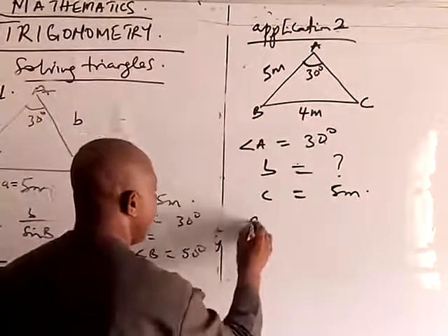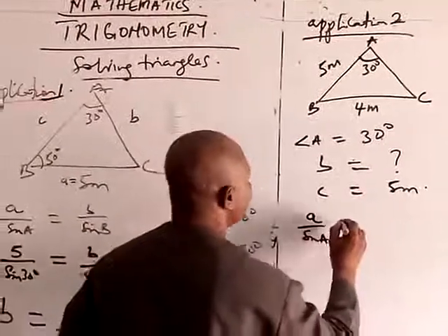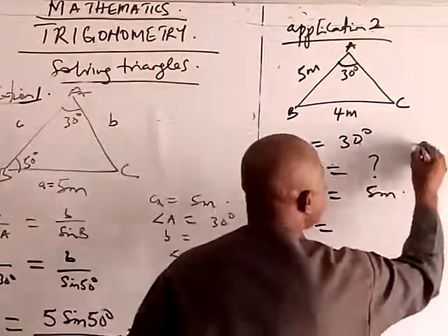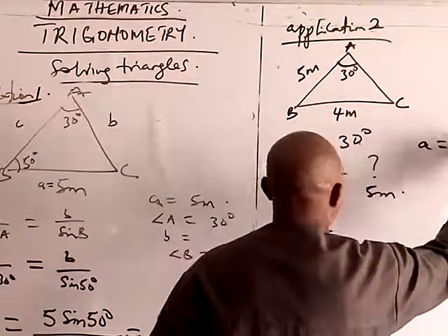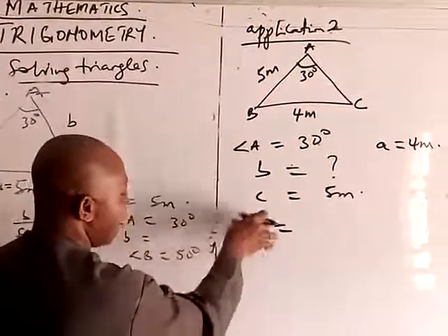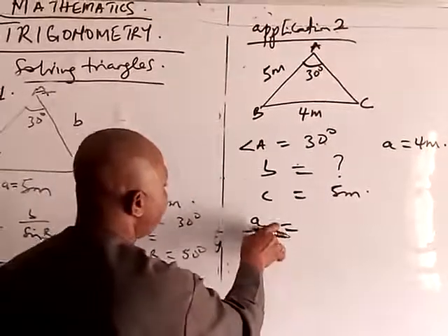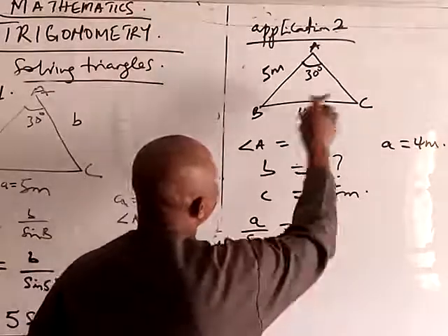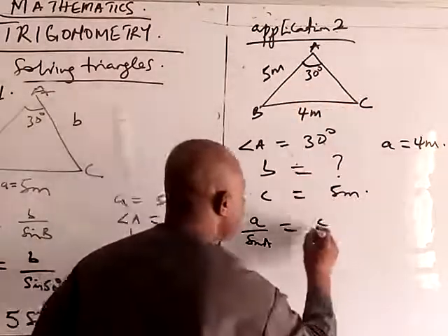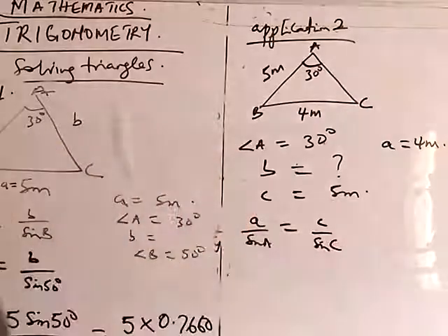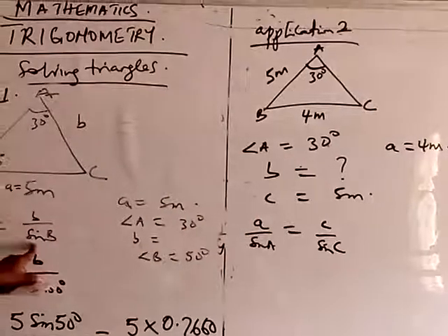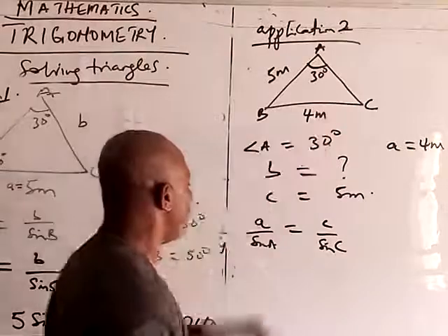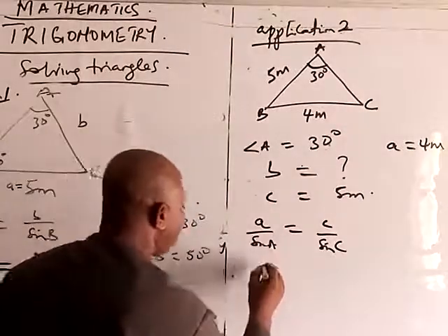Now you can use a over sine A is equal to side a is 4 meter, as you know. a over sine A, then you have c over sine C. In the other case, we used a over sine A because we had b over sine B. But in this case, you are given 2 sides and an angle. We plug in the values. a is 4.